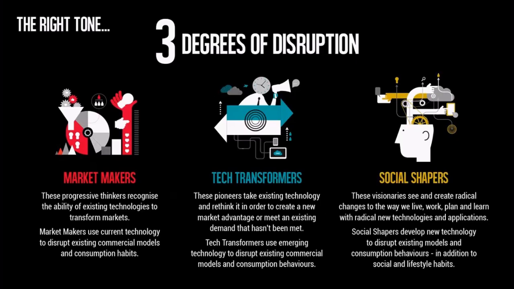The first step is to establish the right tone. Now, most clients are either responding to or driving disruptive innovation. And the 3 degrees of disruption is our view on the disruptive innovation landscape. And we map our clients onto the 3 degrees as either market makers, the more conservative disruptors on the left, tech transformers, the more progressive disruptors in the middle, or social shapers, the really game-changing disruptors on the right. And this guides our attitude, our voice, and the positioning we use now and progressively in the future.